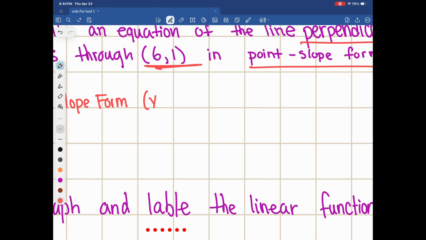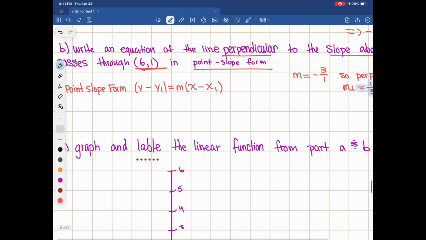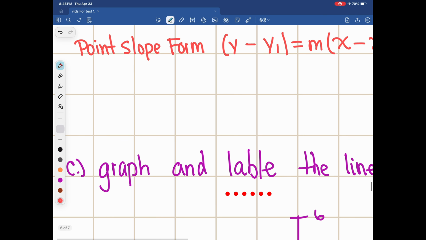So we have y minus y1 equals slope times x minus x1. And that's going to be our point slope form. We're going to get it into y-intercept form, that way we can actually graph it later on here. So plug in our values.